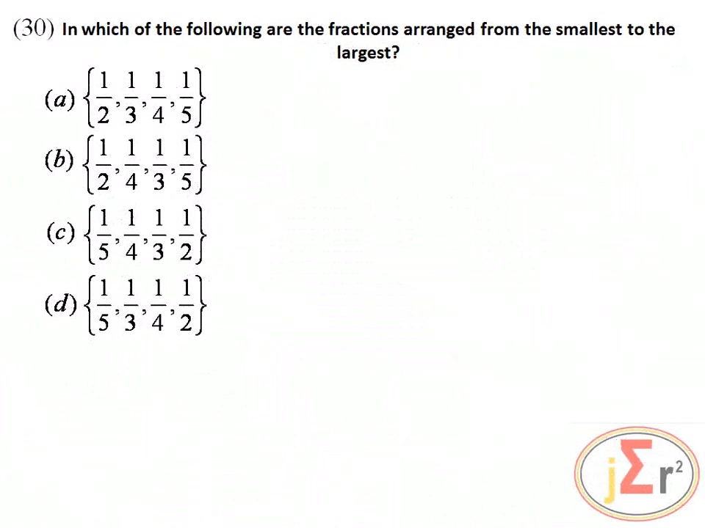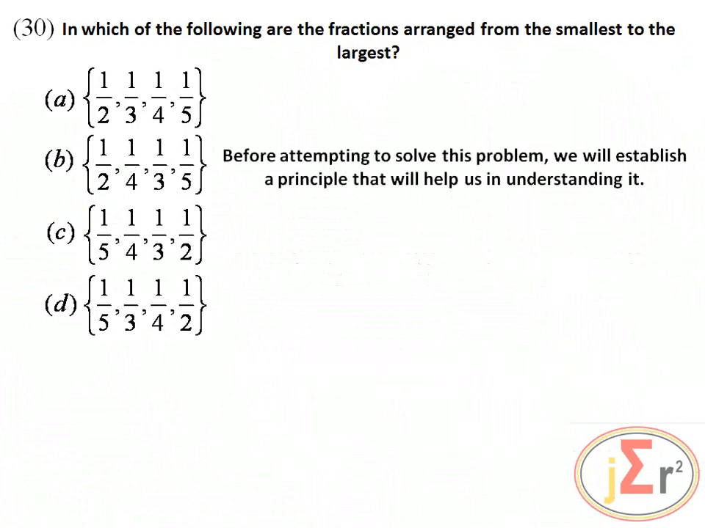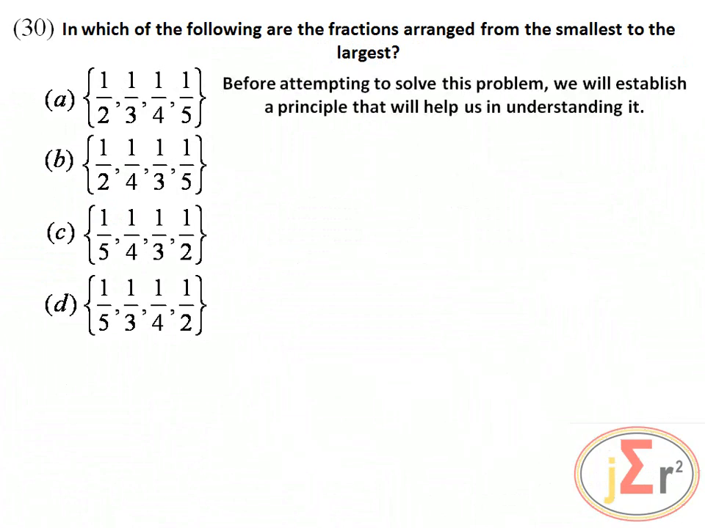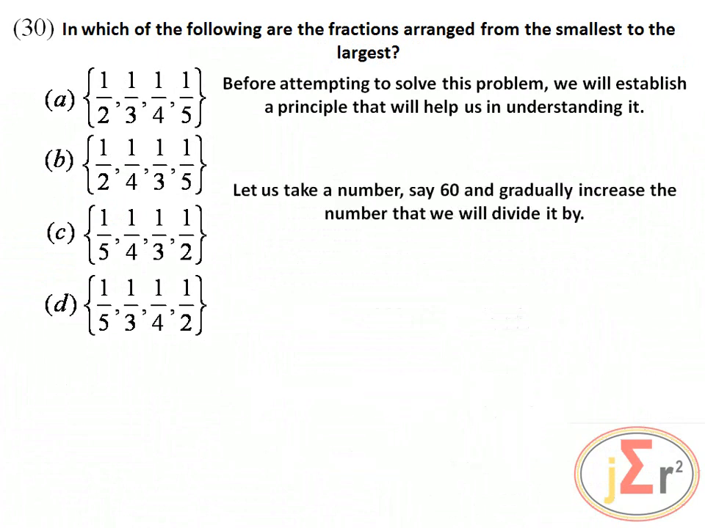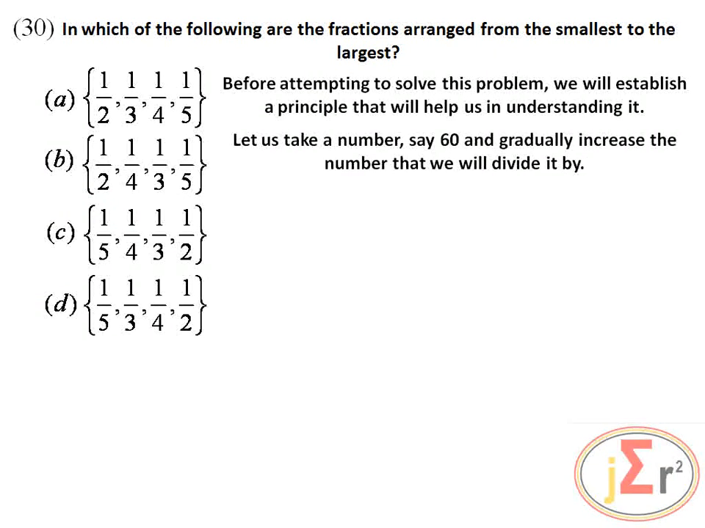In which of the following are the fractions arranged from the smallest to the largest? Before attempting to solve this problem, we will establish a principle that will help us in understanding it. Let us take a number, say 60, and gradually increase the number that we will divide it by. So we are choosing 60, and we are increasing the number that we are dividing it by.